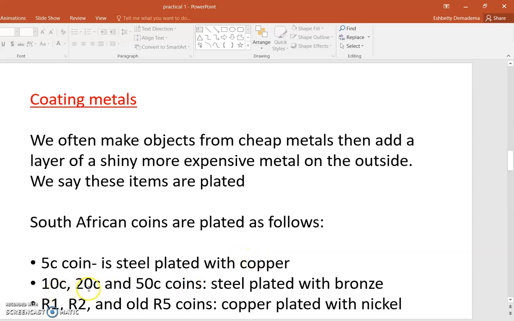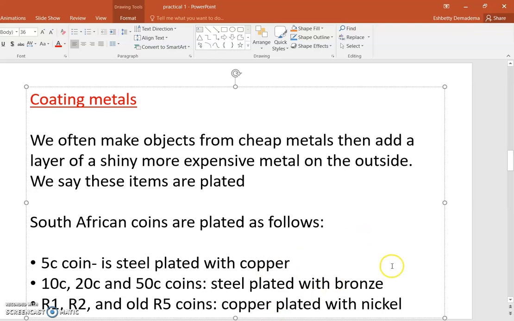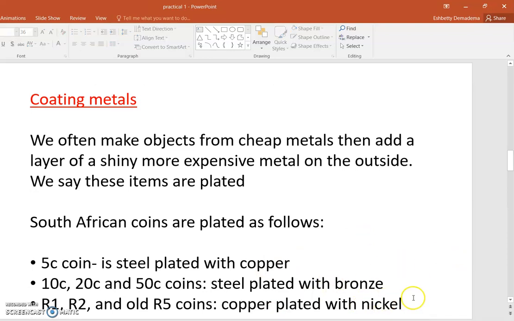Then we've got our 10 cents, 20 cents, and 50-cent coins. These are also made out of steel, but they are plated in bronze. So copper is less expensive than bronze, and steel is less expensive than bronze. Then we've got our 1 rand, our 2 rand, and the old 5 rand coin. These ones are made out of copper, and they are plated in nickel. So nickel is more expensive than copper.